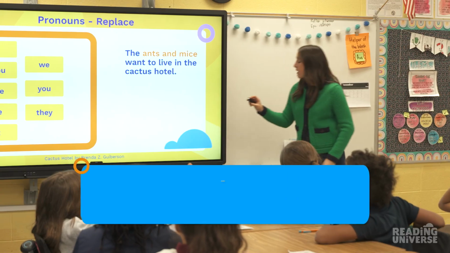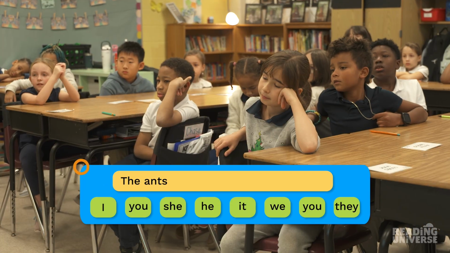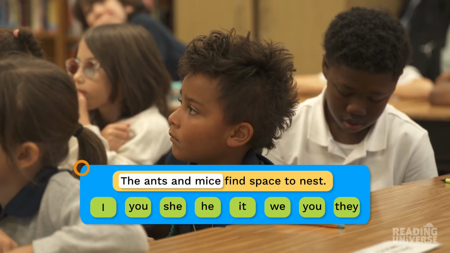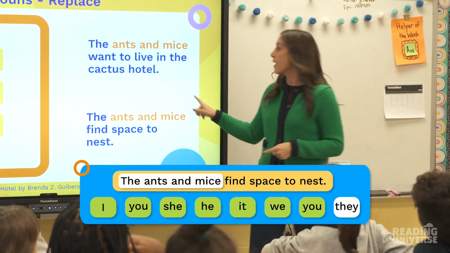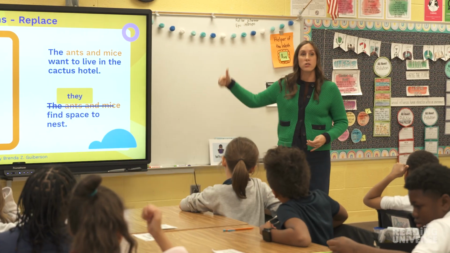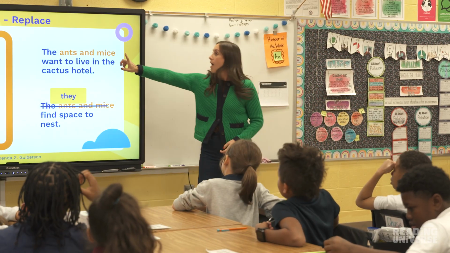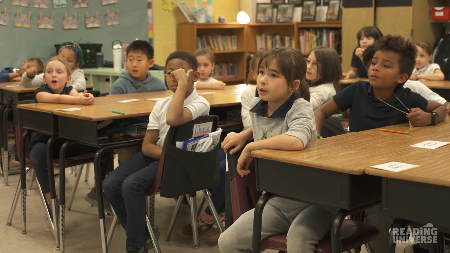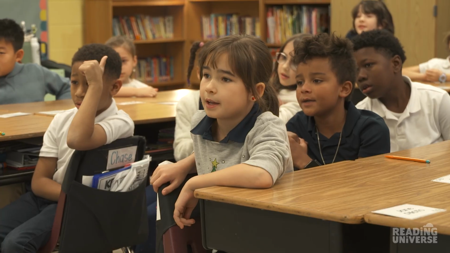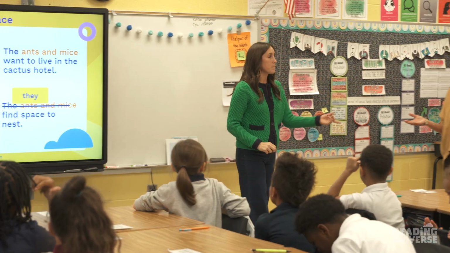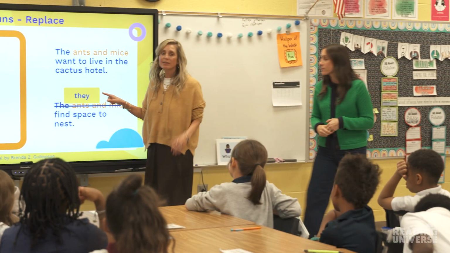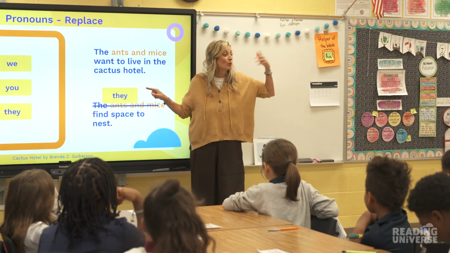I love it. Let's take a look at our next sentence. The ants and mice find space to nest. So what do we think we can replace it with? They. Let's see the word they. You got it. All right, let's read those two sentences together now. Ready? The ants and mice want to live in the Cactus Hotel. They find space to nest. Okay, as a reader, do you see how this is flowing? Yes. When you get to they, your brain should be thinking, oh, what does they stand in for? What is it replacing?